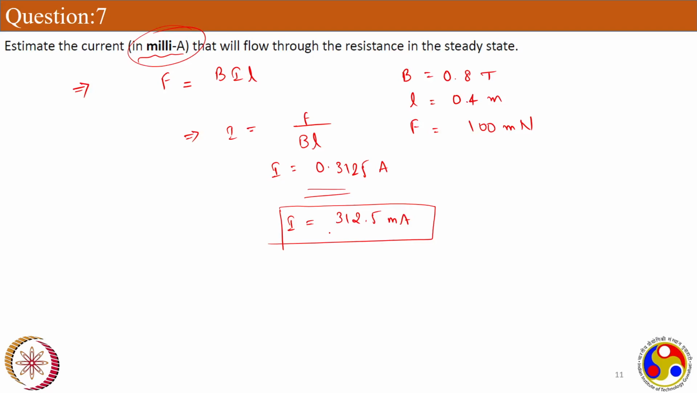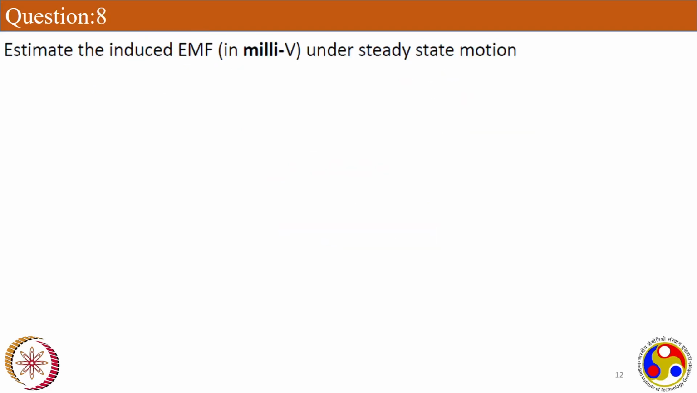The direction of force you can find from the right hand rule. Sorry, left hand rule. Based on the direction of the magnetic field intensity and the direction of current flowing, with that you will get the direction of the force. And now the next question is estimate the induced.